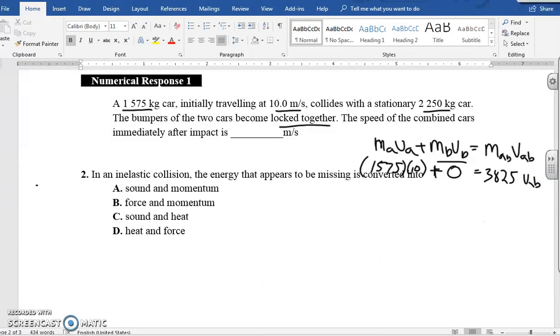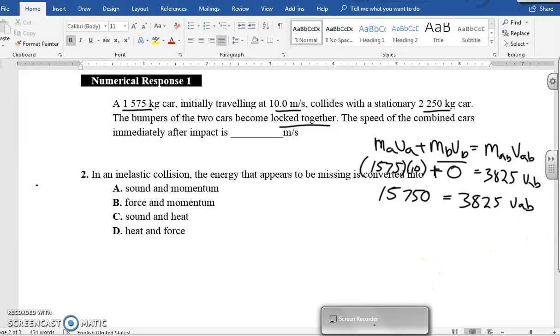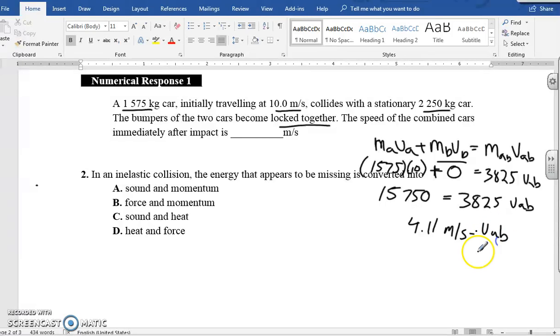And so afterwards, you're now just combining. You're going to be taking 15,750 kilogram meters per second of momentum and dividing it by the combined mass to get the velocity of the objects afterwards. When you run this calculation, you should wind up with 4.11 meters per second equal to VAB. And so after impact, 4.11 is your answer.